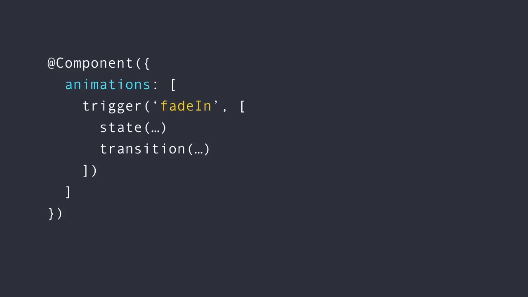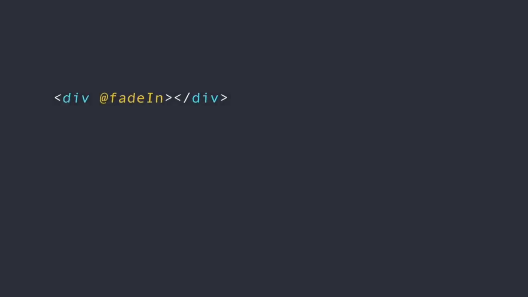So these functions you see here, like trigger, state, and transition, these are the helper functions that are defined in the angular/animations module. You're going to see this in action soon. So here we have a trigger called fade in. Now we can apply this trigger on any DOM element using this notation. So we use an @ sign followed by the trigger name. So this is the big picture. Next, we'll create our first animation.